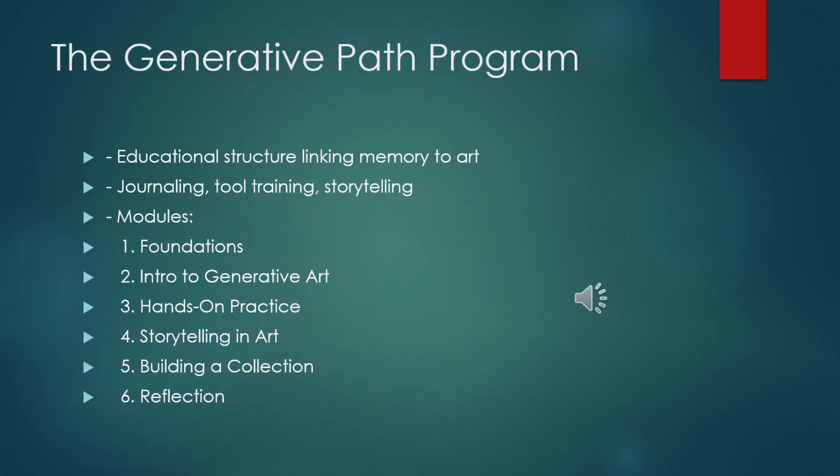The educational model I propose translates personal creative development into a structured, accessible learning path. It begins with reflection, using journaling to connect early memories to artistic instincts. Then, students are introduced to generative art tools and guided through hands-on practice. The program emphasizes storytelling in visual form and teaches how to build a cohesive collection of work. Finally, learners are encouraged to reflect on their growth and apply these methods in future creative contexts. It's a modular journey that links memory to mastery.